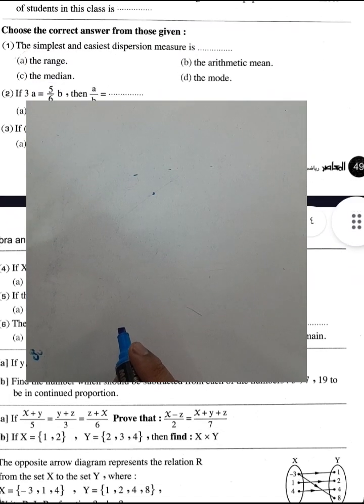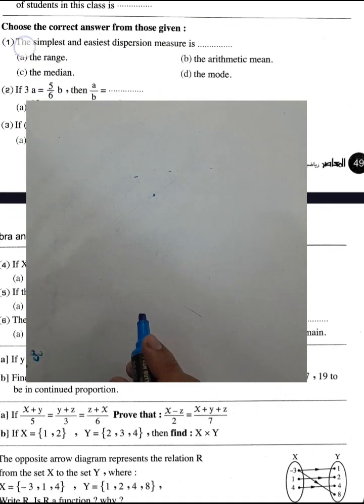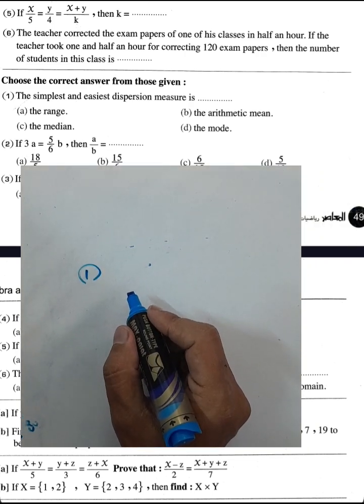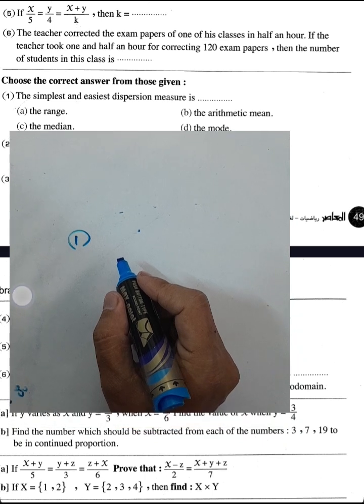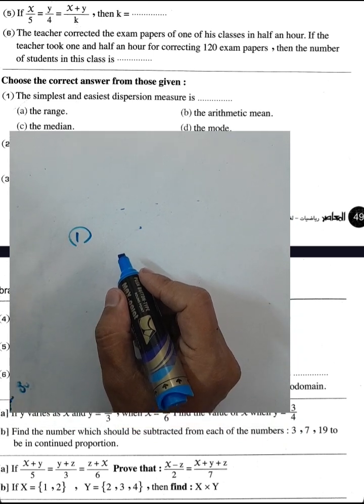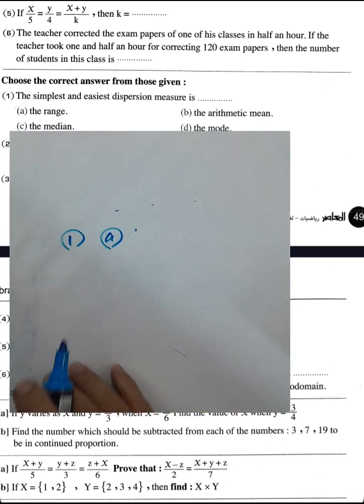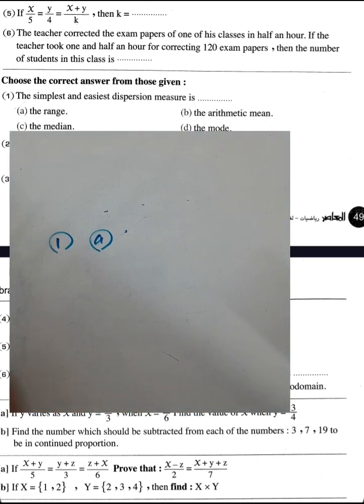Okay, next question. Choose the correct answer. Number 1, the simplest and easiest dispersion measure is the range, because the range equals maximum minus minimum.